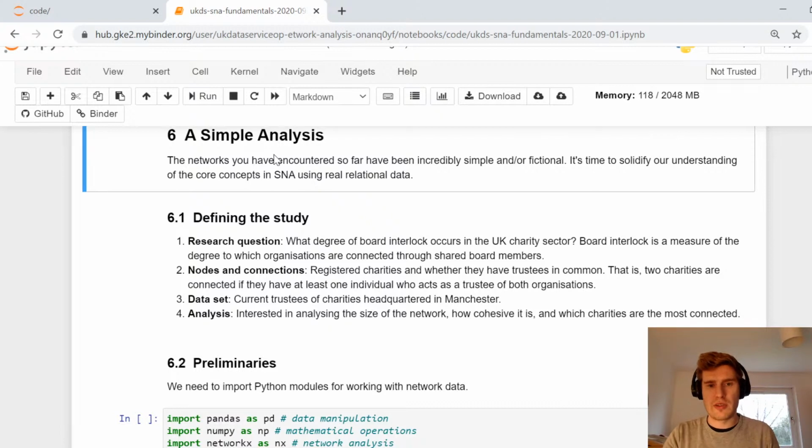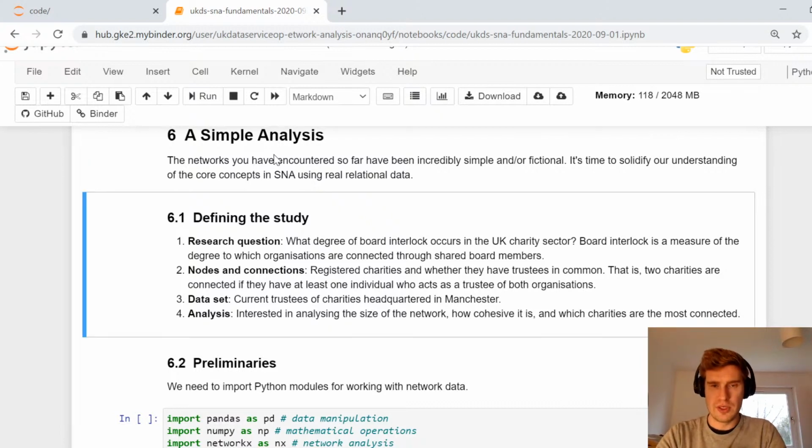So in this example here, I just defined a very rudimentary pilot study of board interlock in the UK charity sector. So I'm interested in to what extent we see board interlock among, I say UK charities, but we're talking about England and Wales, and actually specifically in this example, Manchester. So basically 2 charities are connected if they have the same trustee.